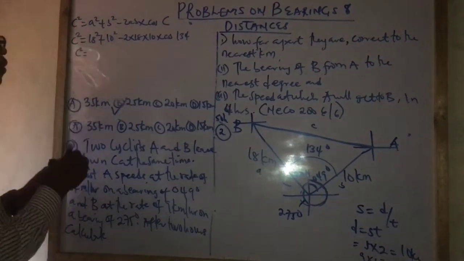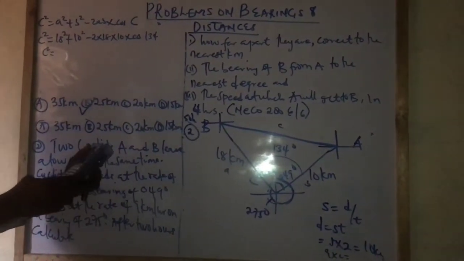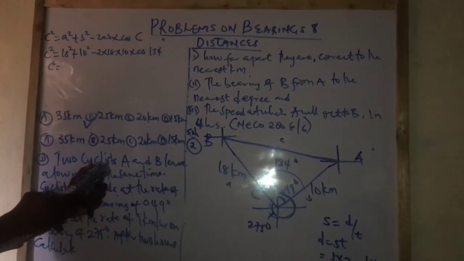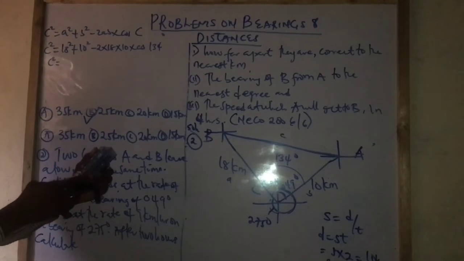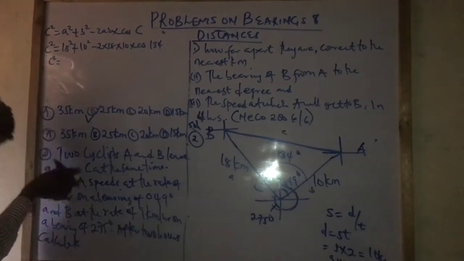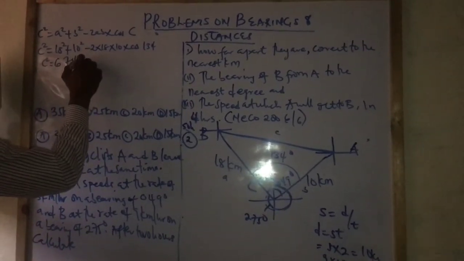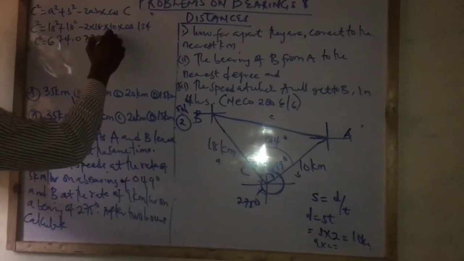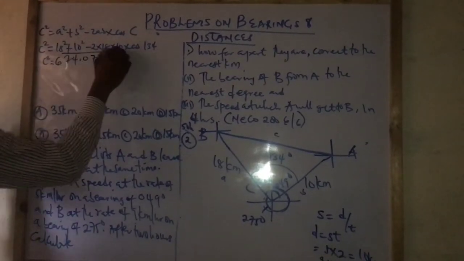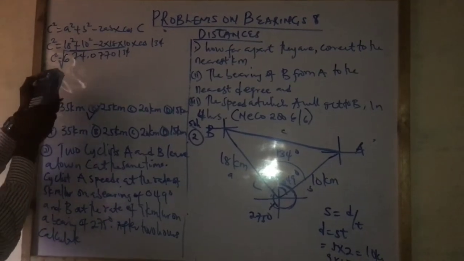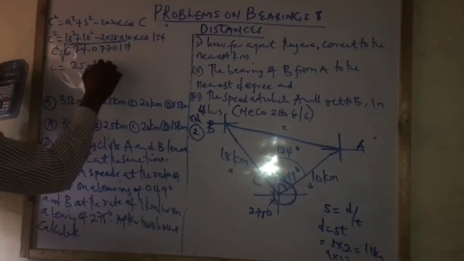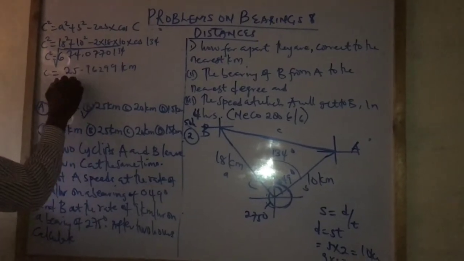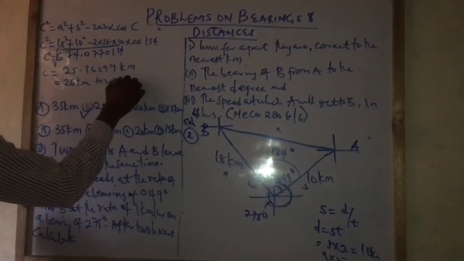So let me press this directly in the calculator. So we have 18 square plus 10 square minus 2 times 18 times 10 times cos 134. Everything gives me 674.0777134. So by square rooting this, now we simply have c equals the square root of 674.0777, which is 25.96299 kilometer. But to the nearest kilometer simply means you round it off. So this simply gives you 26 kilometer to the nearest km.